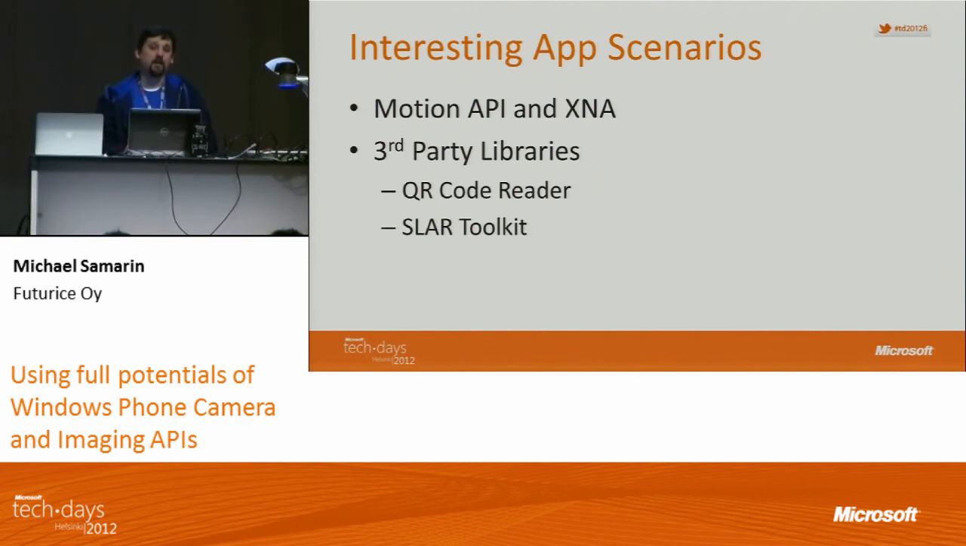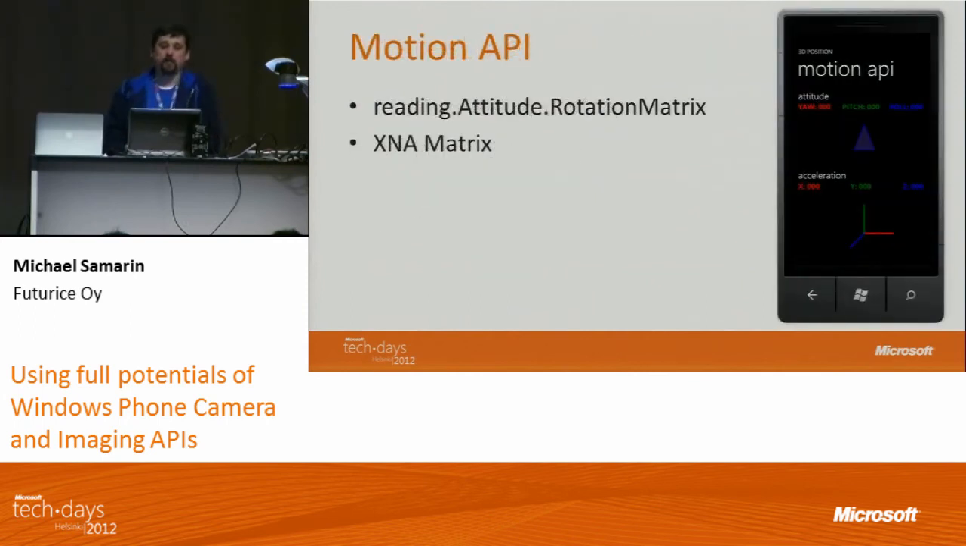Another thing, there are already very nice open source third-party libraries available for creating your custom QR barcode readers or for augmented reality, and I have a collection in here. First of all, the Motion API: you can read the attitude and rotation matrix and combine it with the XNA matrix operations. By snapping the picture and realizing how my device is rotated right now, you can make a point in the 3D space and store it in the XNA matrix.